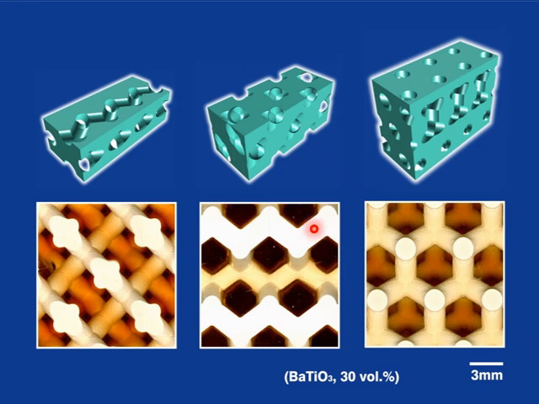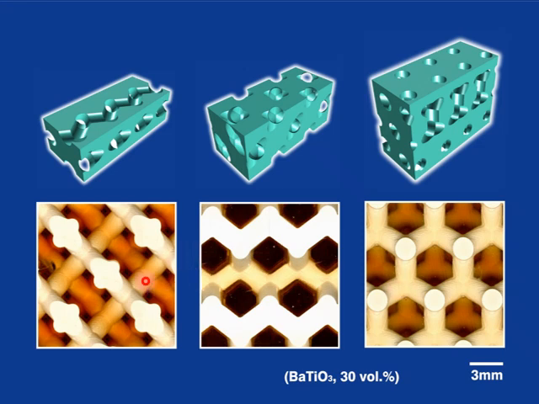This figure shows the created photonic crystals. In this case, an epoxy mold with an inverse lattice structure, an inverse diamond structure, was created by stereolithography. And barium titanate paste material was inserted into the three-dimensional mold, so we can create a photonic crystal like this.